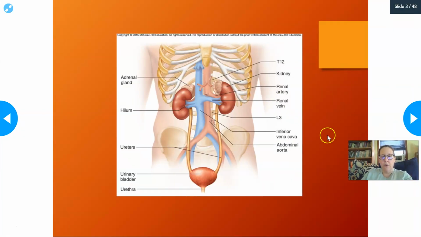So here they are. You can see the two kidneys here, right? Like right below where your rib cage is, right there. The ureters lead from the kidneys, the bladder, and the urethra there.